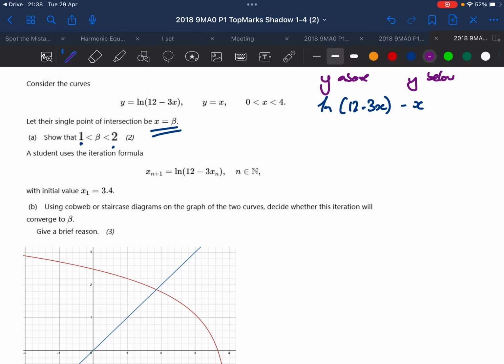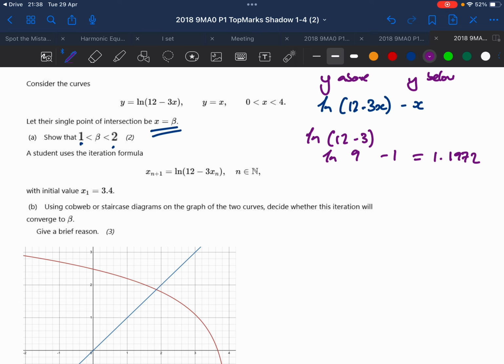So if we substitute these values in, then we're going to get what? We're going to get the natural log of 12, let's do the 1 first, 12 minus 3. So in other words, the natural log of 9 minus 1. And if I work that out, I get 1.1972 or something.